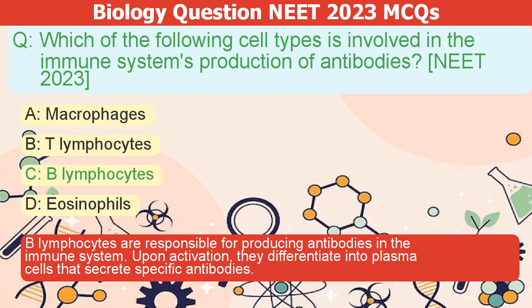B lymphocytes are responsible for producing antibodies in the immune system. Upon activation, they differentiate into plasma cells that secrete specific antibodies.